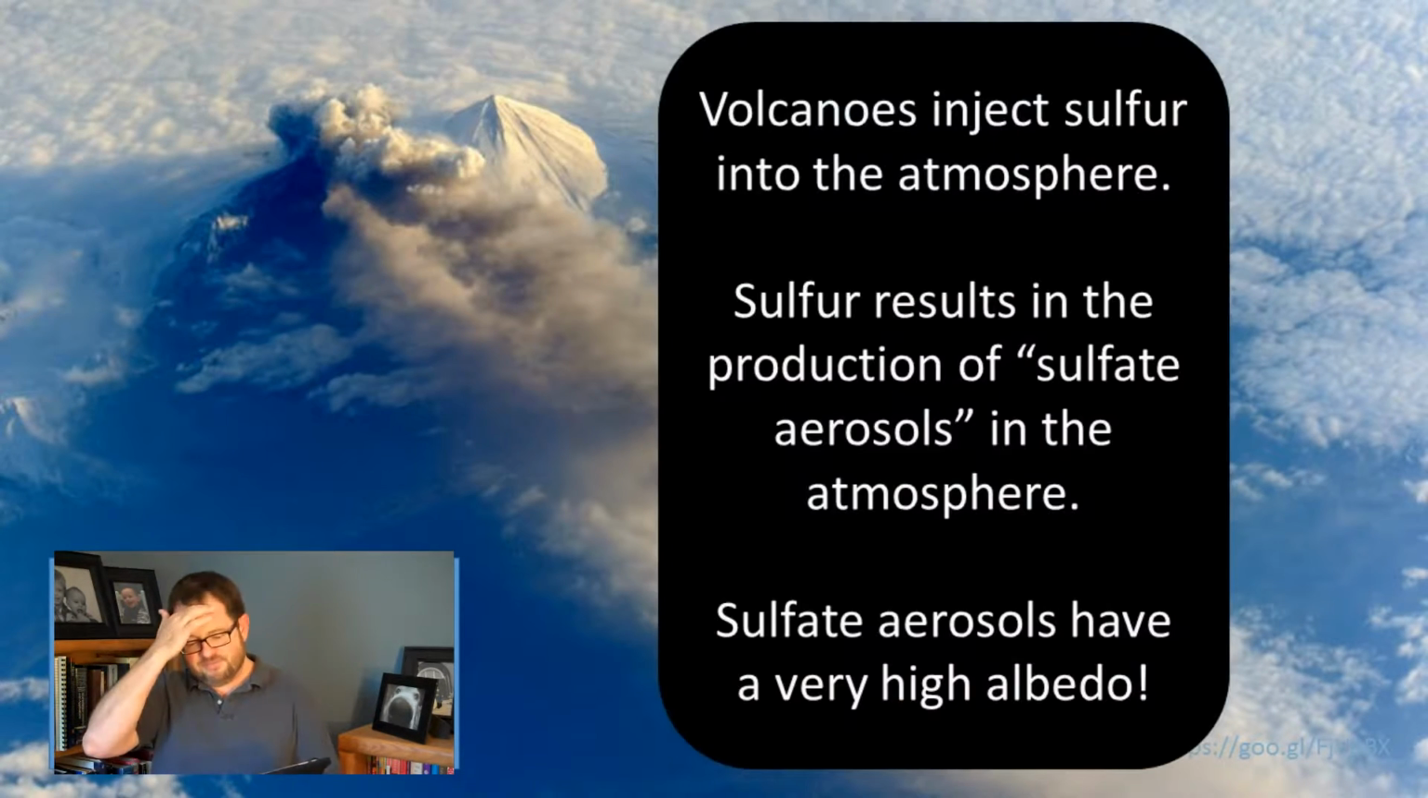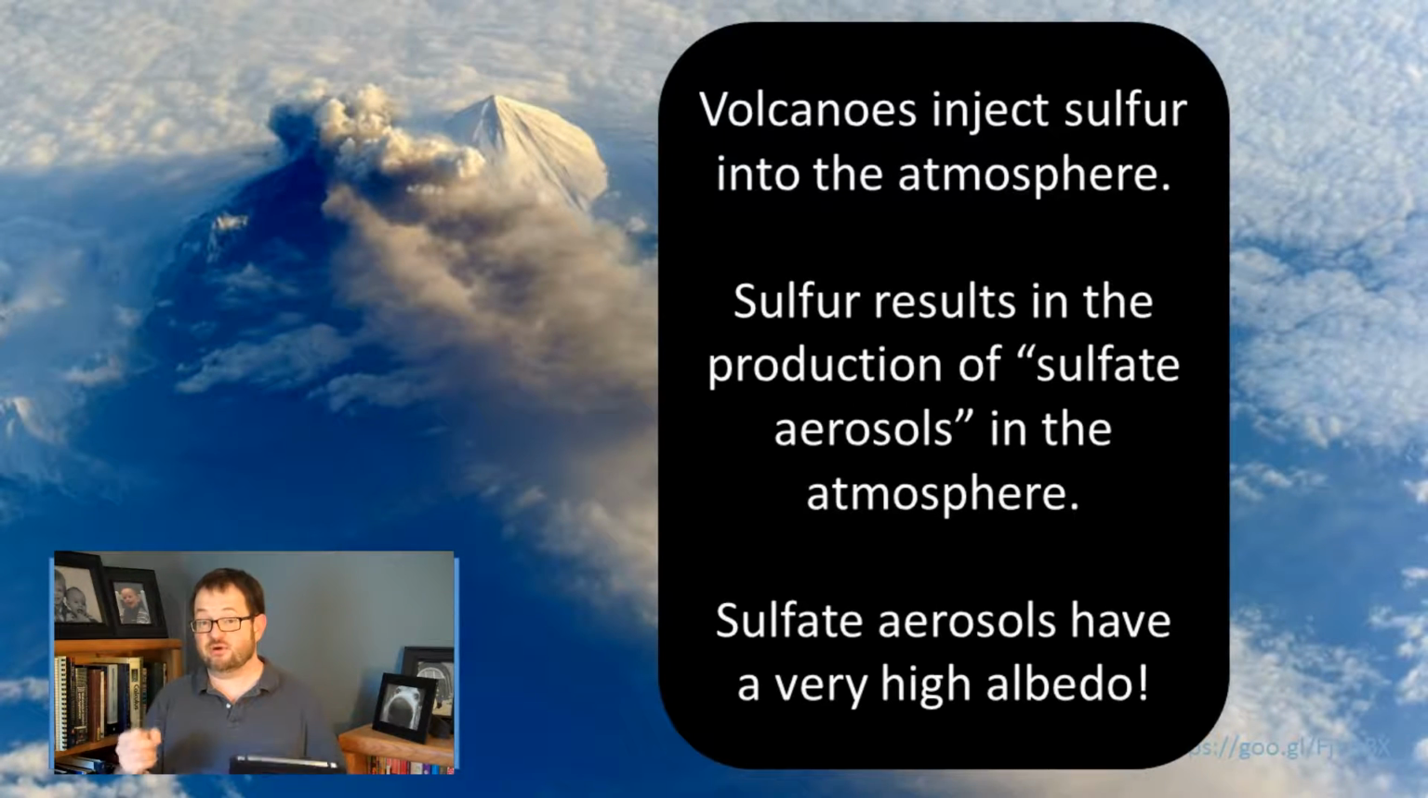When a volcano erupts, it injects huge amounts of sulfur into its atmosphere. And that sulfur, as we discussed in previous modules of the course, goes through chemical reactions and eventually produces what are called sulfate aerosols. They're actually little droplets of sulfuric acid in the Earth's atmosphere, and as it happens, sulfate aerosols have a very high albedo.